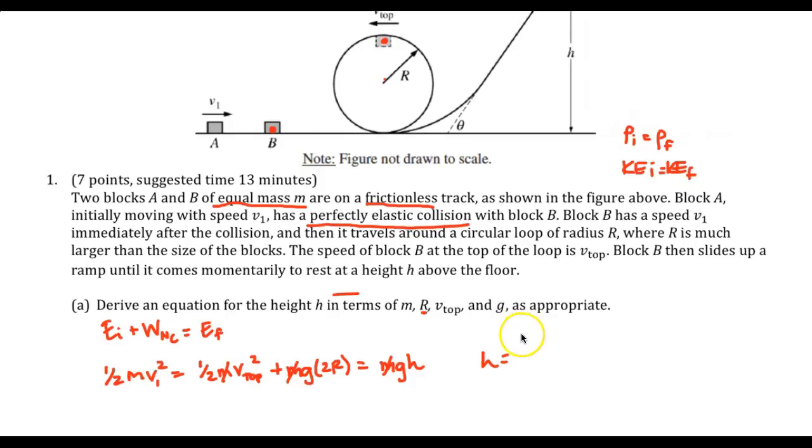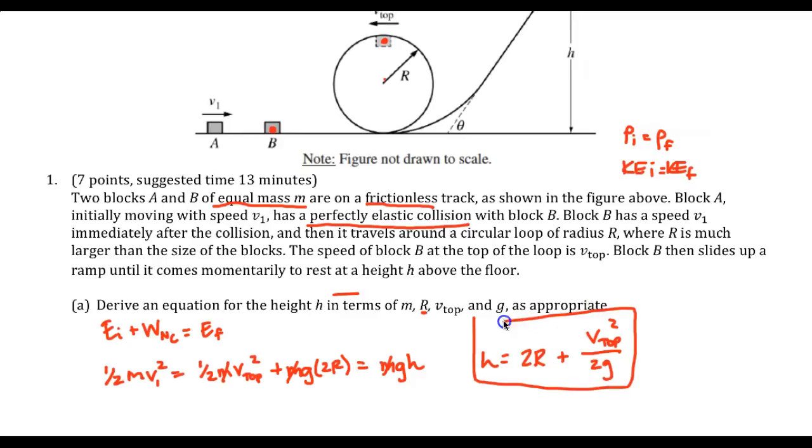Let's see what I end up getting here. 2r. I'm going to divide by g, so I get 2r plus v top squared all over 2g. You may have it written a little bit differently, but you should get something in that realm there.